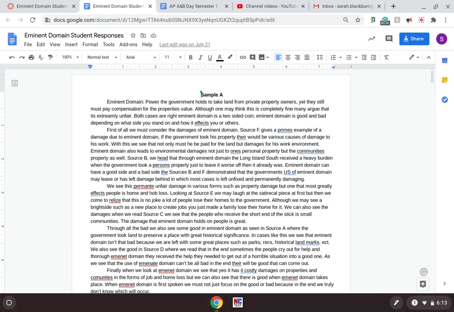Sample A. So, Sample A, as I said, did not take a position. So no thesis point there. At no point in their essay did they clearly state, in one finite sentence, what their position on eminent domain is. Eminent domain is good. Eminent domain is bad. Nothing.